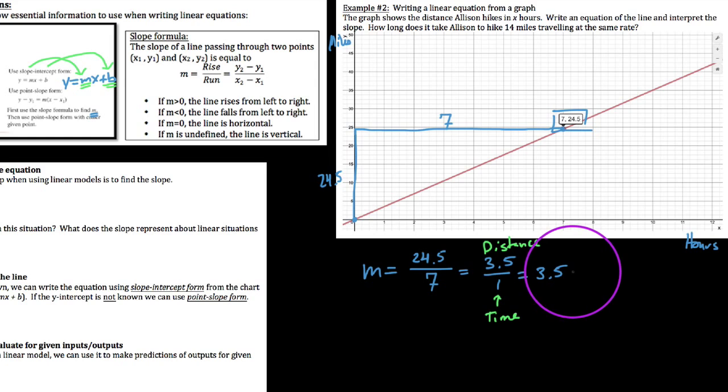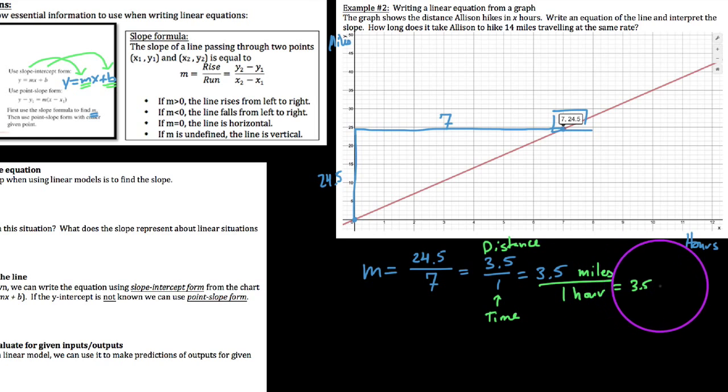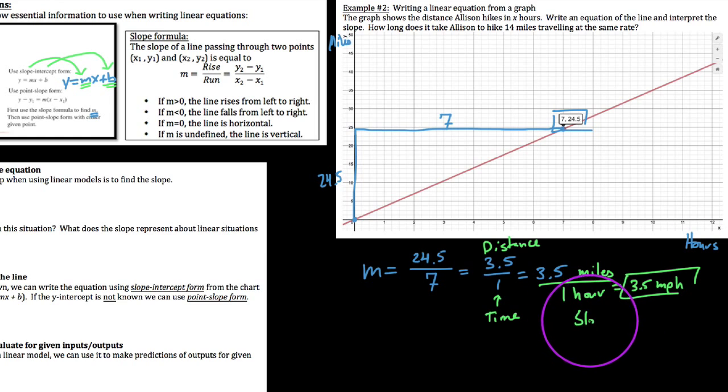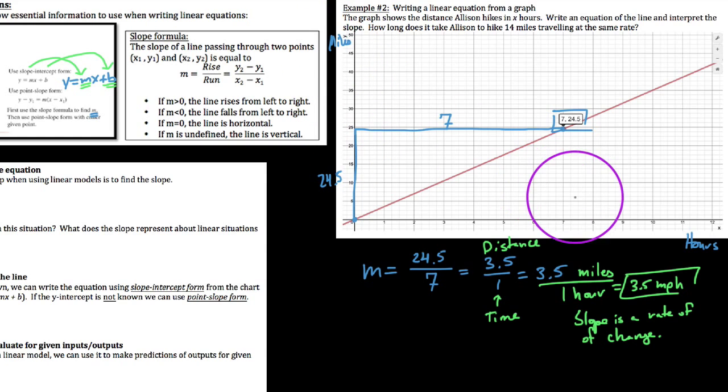We say that this 3.5 is really 3.5 miles for every hour, okay? 1 hour. And we could express that as just 3.5 miles per hour. But what the slope represents is this. We say slope is a rate of change. Whenever we talk about a linear situation, or any graph really, we say that the slope represents how fast the graph is changing at that point in units of y per units of x.